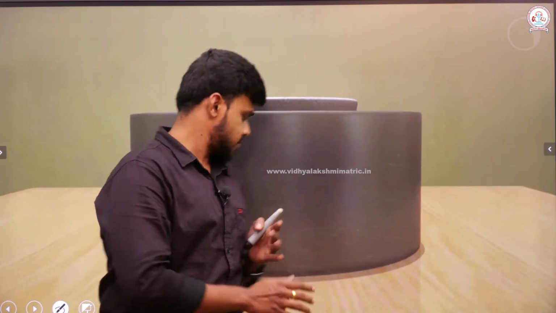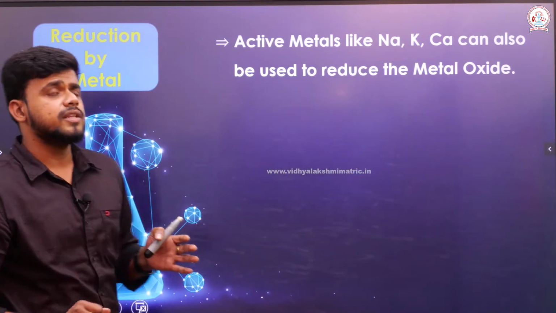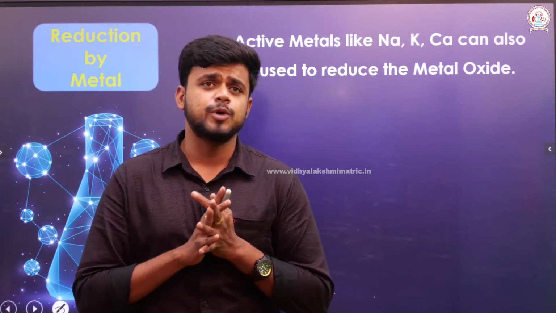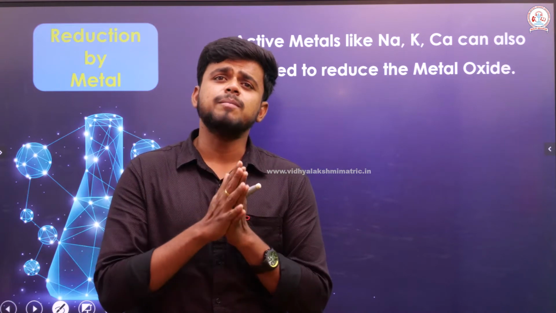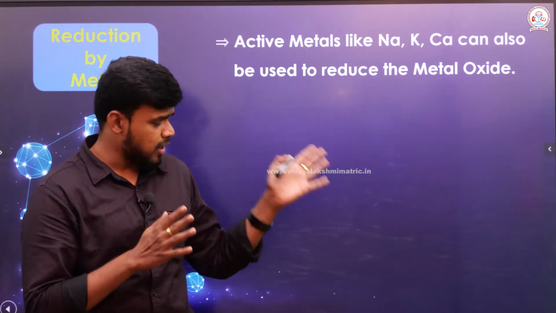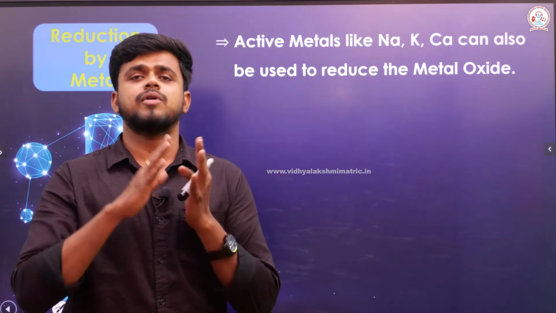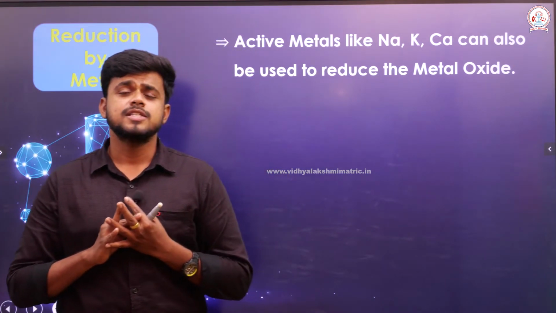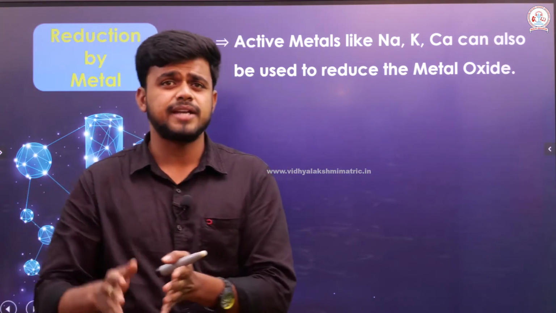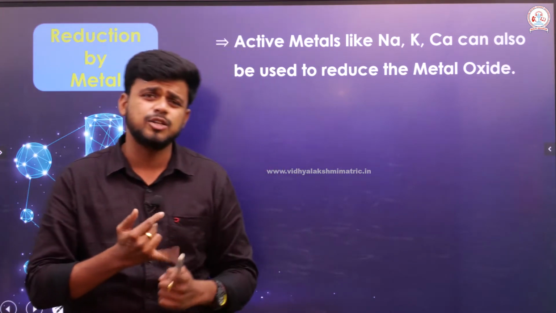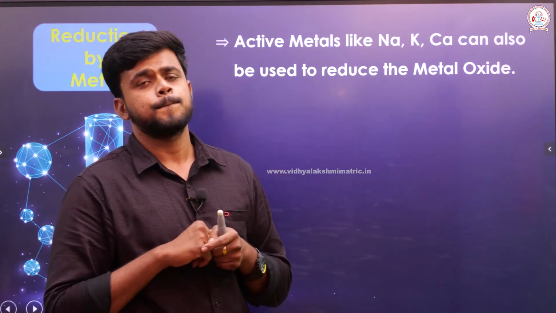During this process, we may be able to find certain impurities. Those impurities can be removed through the process that we have witnessed earlier, also with the help of an active metal. Say for example, a metal oxide can be reduced to a metal with the help of active metals like sodium, potassium, calcium, etc.